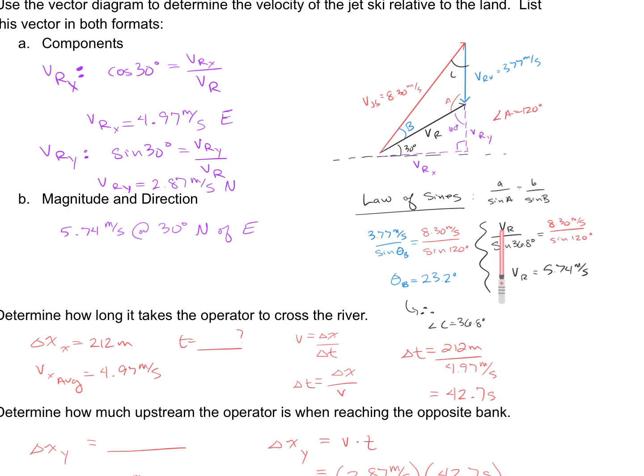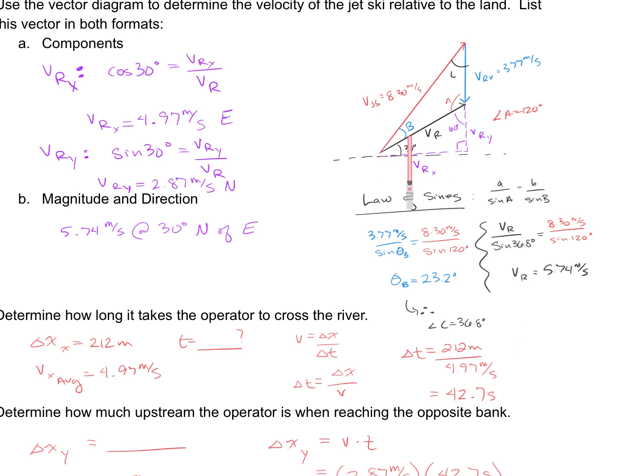So that side divided by the sine of this angle is equal to any of the other two. You could have used either B or A. But I used 8.3 divided by the sine of 120. And that produces a resultant vector of 5.74 meters per second.